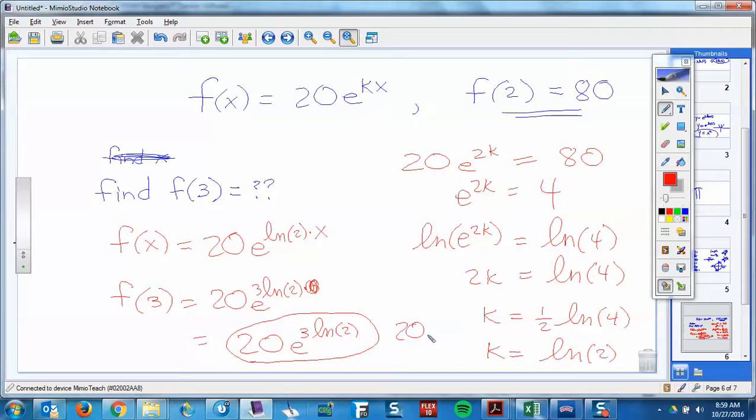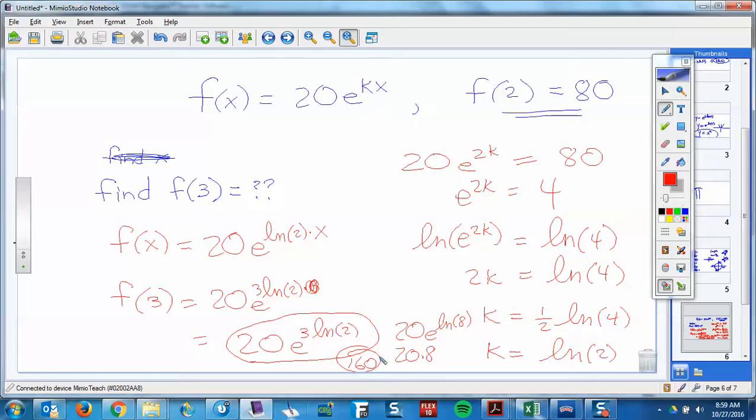Because now we have 20e to the ln 8. And what's e to the ln 8? That's just 8. So this becomes 20 times 8, which is 160?